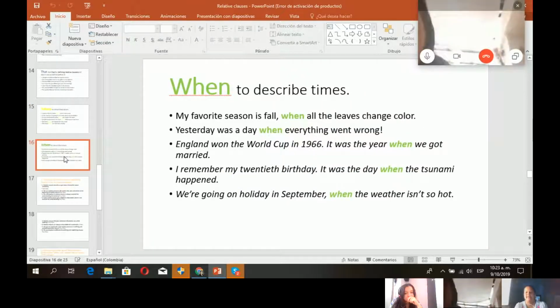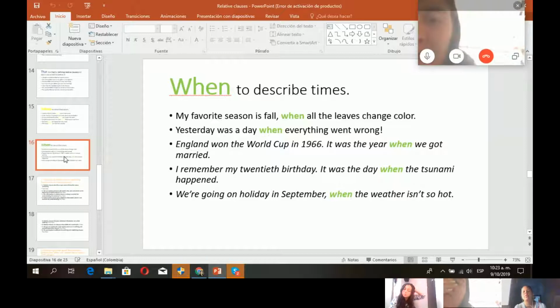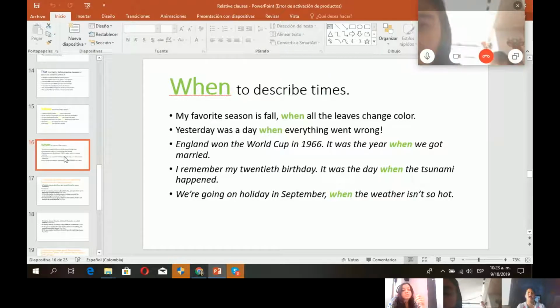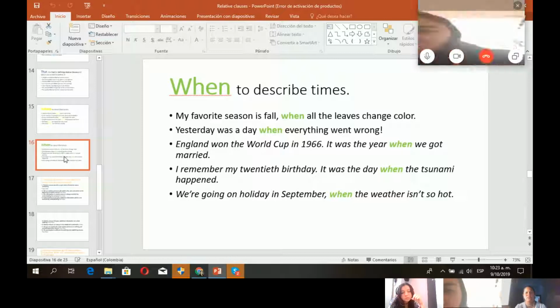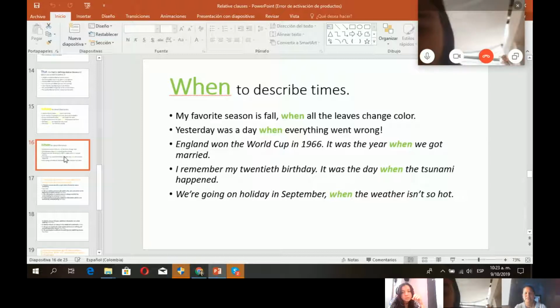Okay, when is used to describe times. My favorite season is fall, when all the leaves change color. Angie: Yesterday was a day when everything went well. Maria: England won the World Cup in 1966. It was the year when we got married.